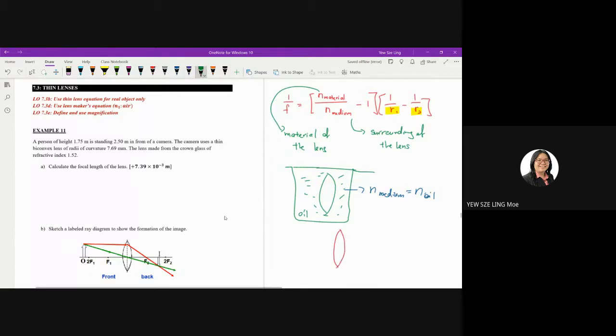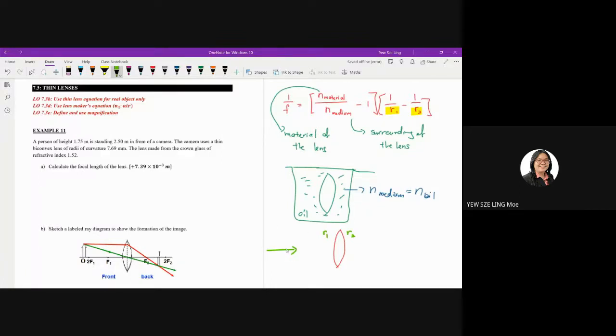If you're assuming your incident light ray is coming from the left-hand side, then we are going to take the left-hand side as R1 and the right-hand side as R2. And of course, you have to determine the sign convention for R1 and R2. How to determine the sign convention? Same as the previous subtopic. You try to identify whether it is a convex or a concave surface.